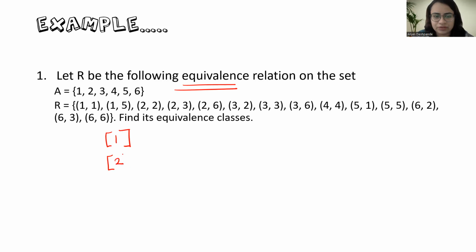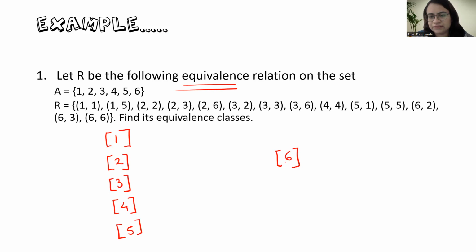So 1, 2, 3, 4, 5, and 6. Now, to find the equivalence class of 1, I will refer to the relation R and see which elements are related to 1. So 1 should be the first element in the tuple, and whichever second elements are there in that tuple, those will come in the equivalence class. Here in this case, I have 1 as the first element. So the second elements 1 and 5 are those which are related to 1 in the relation R. So they'll come in the equivalence class.